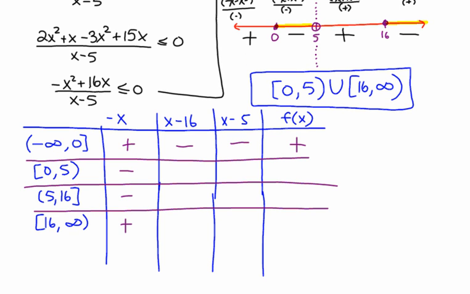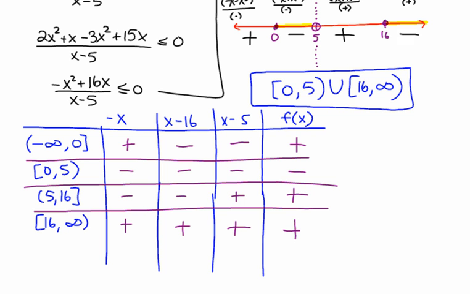You can see. And then pick a number between 0 and 5, positive 1. 1 minus 16 is a negative. 1 minus 5 is a negative. 3 negatives is a negative, which is what we had. Pick a number between 5 and 16, so 6. 6 minus 16 is negative. 6 minus 5 is positive. Two negatives and a positive give a positive. And then last, pick a number between 16 and infinity, so 17. 17 minus 16 is positive. 17 minus 5 is a positive. Three positives is a positive.